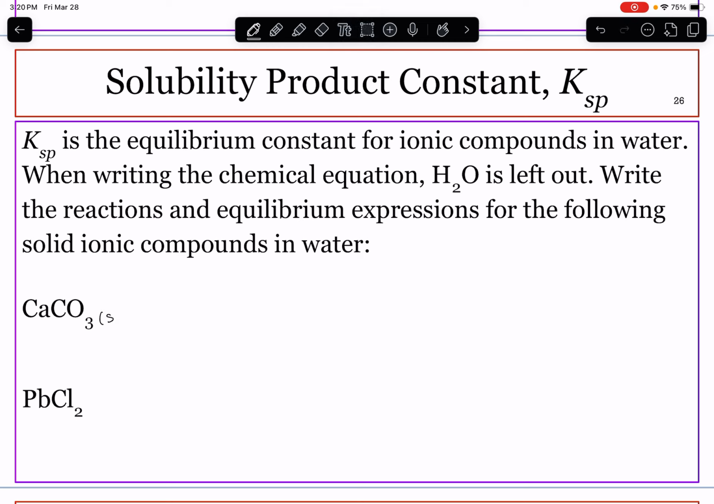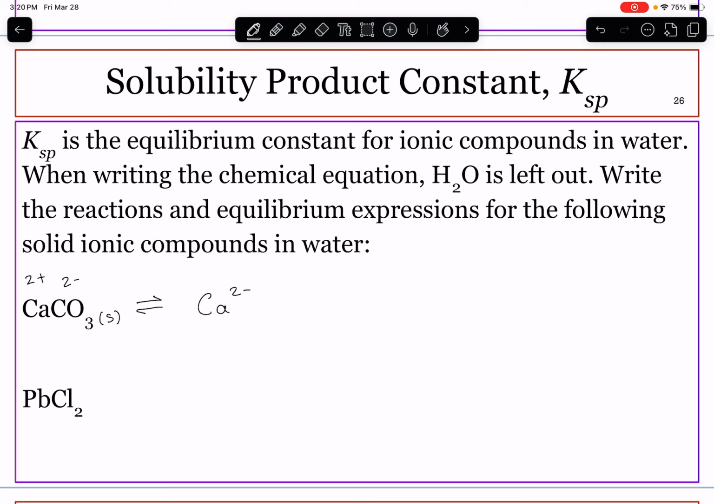Solid calcium carbonate, we're going to add the little (s) for solid here, and write a double arrow. We do not include the water molecule here because on the product side, we're going to show what this breaks up into and write their states of matter as aqueous, which means dissolved in water. We need to remember that calcium carbonate is made of calcium ion, which is a cation, positively charged, and carbonate ion, which is negatively charged.